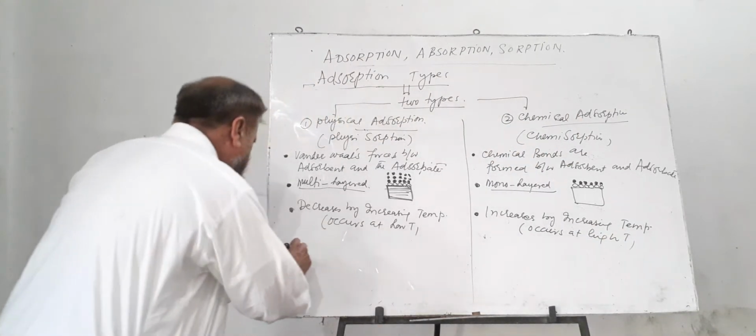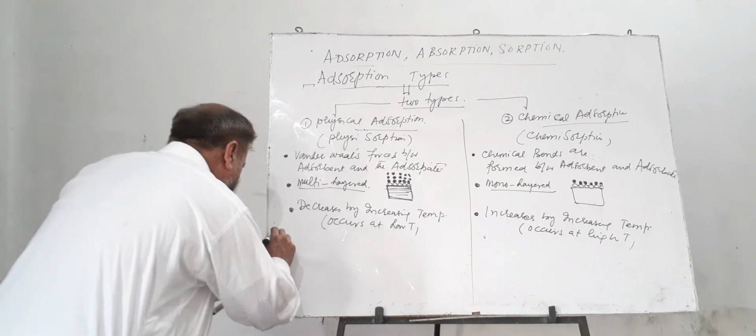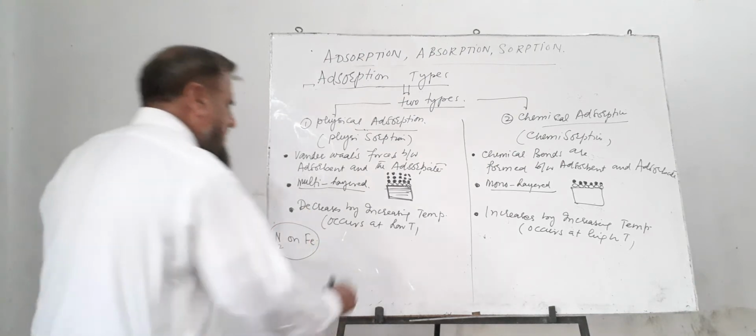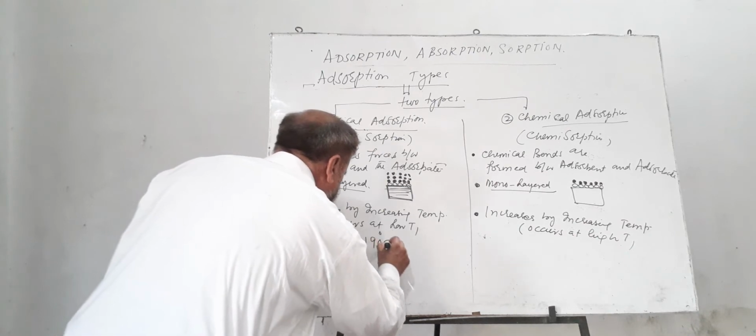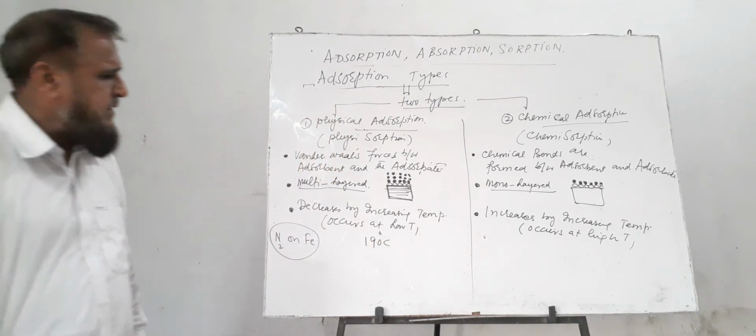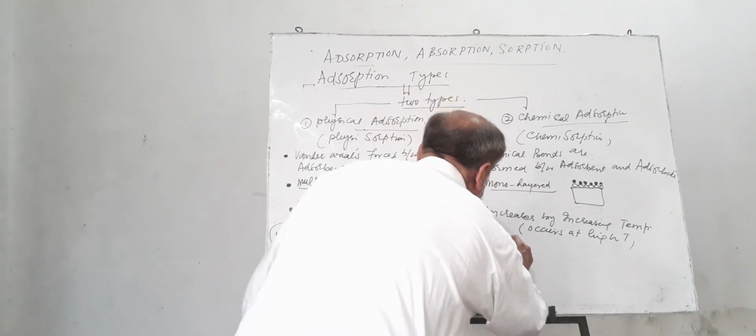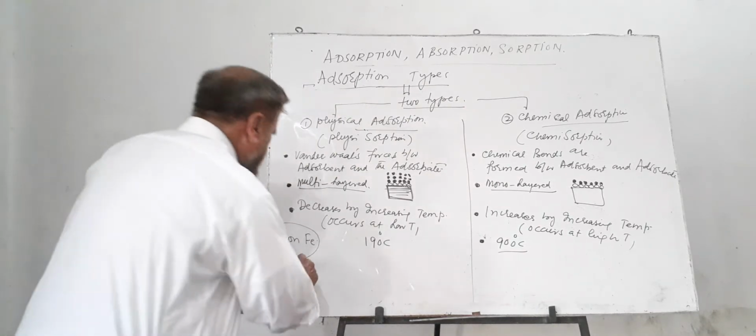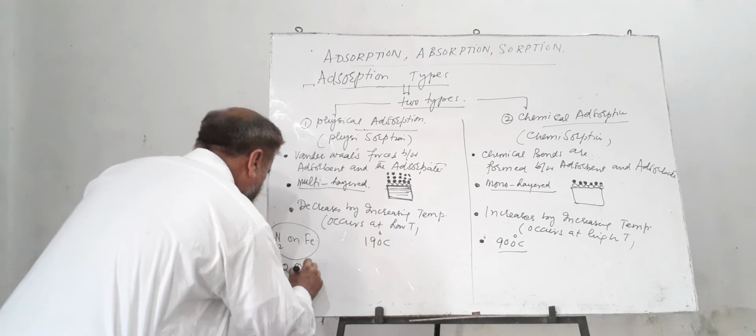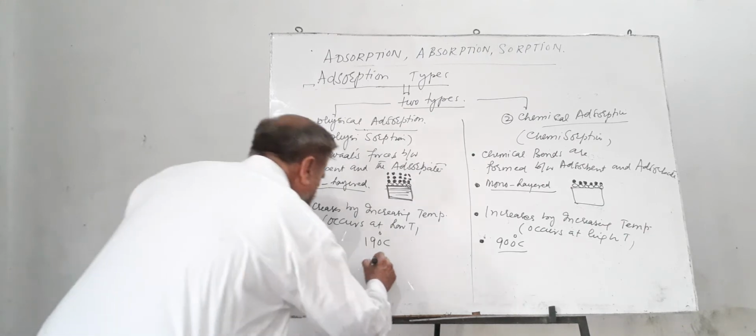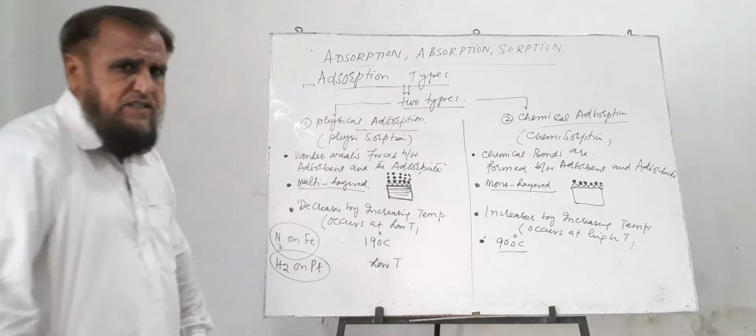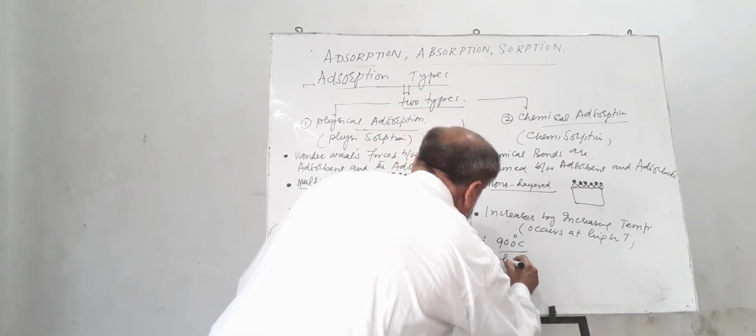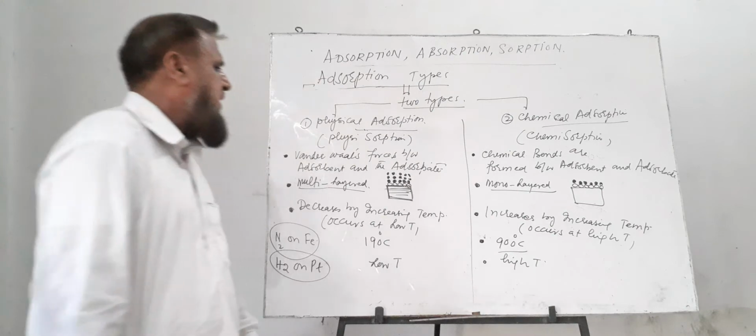For example, consider the adsorption of nitrogen on an iron surface. When we perform this experiment at 190 degrees centigrade, physical adsorption takes place. But if the same adsorption process is performed at 900 degrees centigrade, then chemical adsorption will occur. Similar is the case with adsorption of hydrogen gas on a platinum surface. At low temperature, we observe physical adsorption or physisorption, and at high temperature, we observe chemical adsorption or chemisorption.